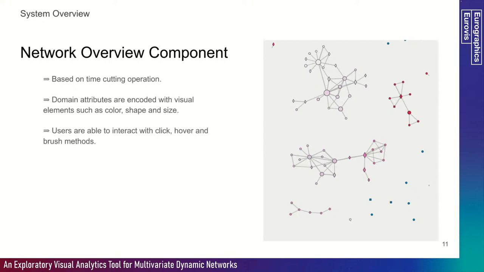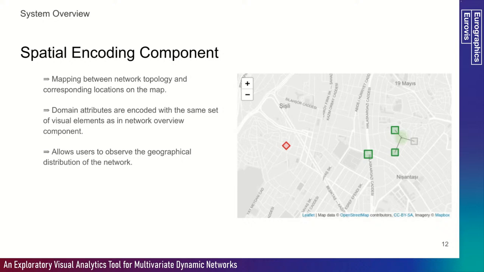Users are able to select different temporal snapshots of the network with the help of visual encoding and filtering component, which also enables users to encode domain-specific attributes with visual elements such as color, shape, and size. Spatial encoding component allows users to observe the mapping between the network topology and the corresponding locations on the map. In addition, domain-specific attributes are encoded with the same set of visual elements.